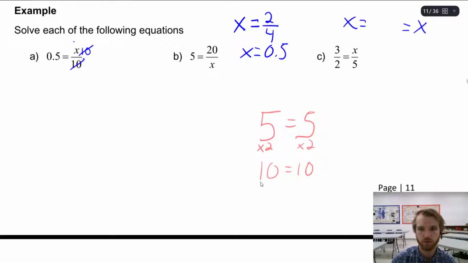If I want to divide one side, let's say now I want to divide this side by 2. Okay, 10 divided by 2. I need to do the exact same thing to the other side. I need to divide the other side by 2. That way, everything will stay true. It's still 5 is equal to 5.